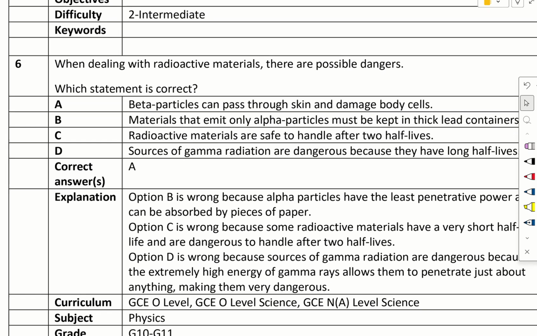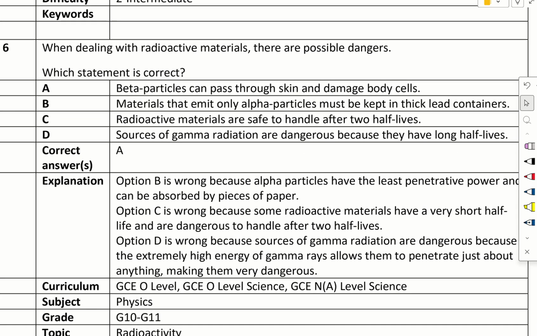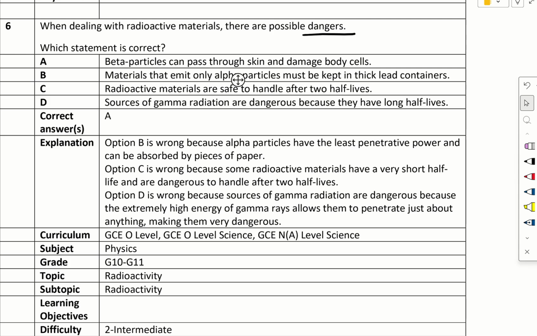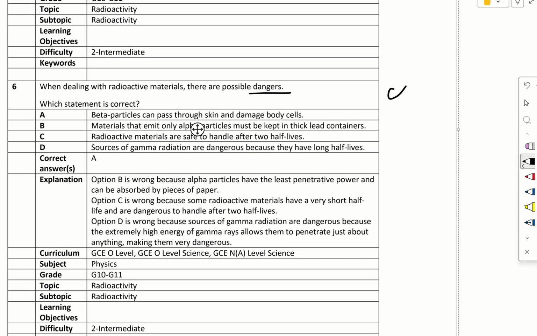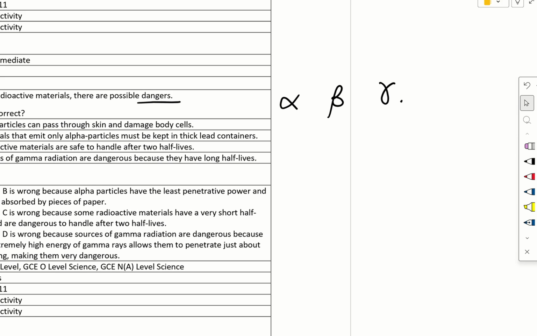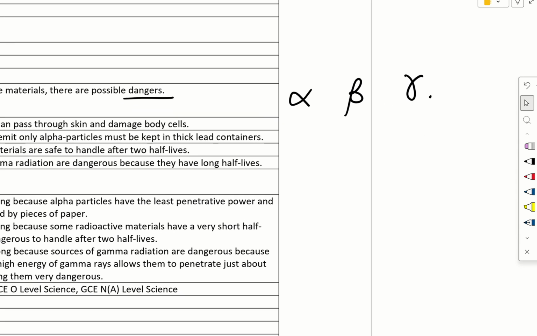Okay, question 6. When dealing with radioactive materials, there are possible dangers. So please read up on the dangers and how to protect yourself from the danger. Now, which statement is correct? So we have alpha, beta, and gamma. Okay, so we talk about the penetrating power and also the ionizing power.